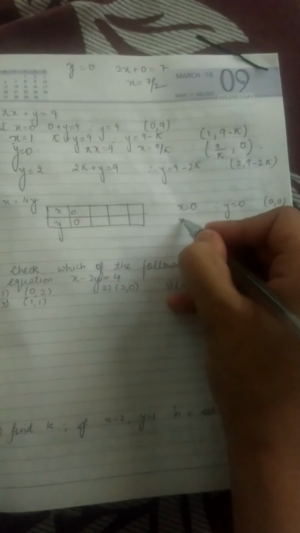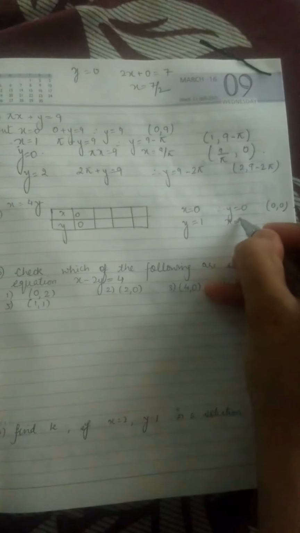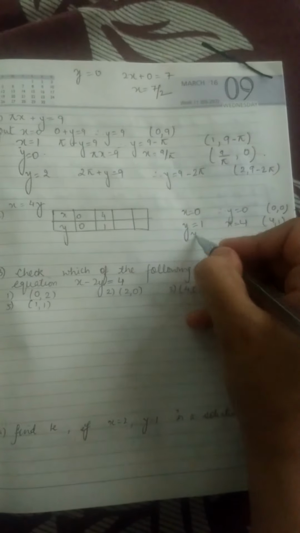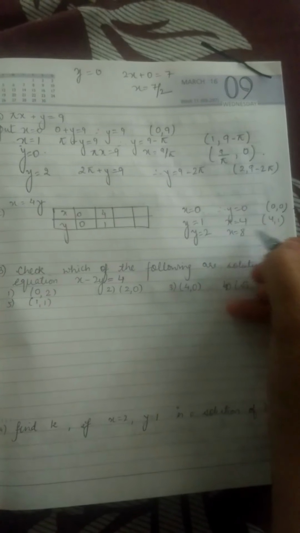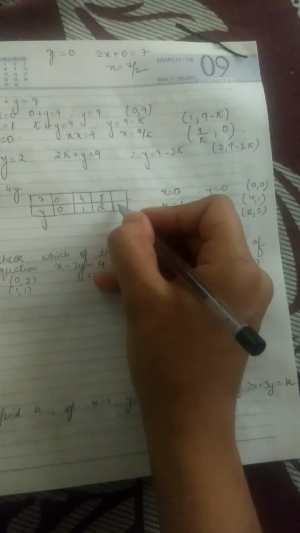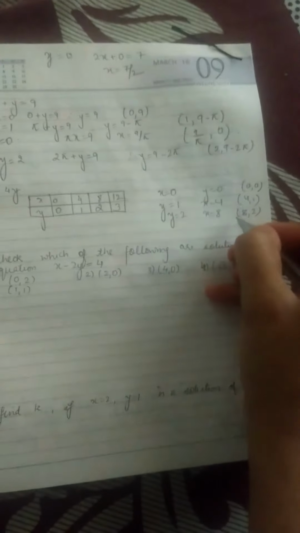If we put y equal to 1, so x is equal to 4 into 1 is 4. So 4 comma 1. Similarly, y is equal to 2, therefore x is equal to 8. So 8 comma 2. This is the multiple of 4. And if we multiply by 3, so 3 4s are 12. So next solution is 12 comma 3.